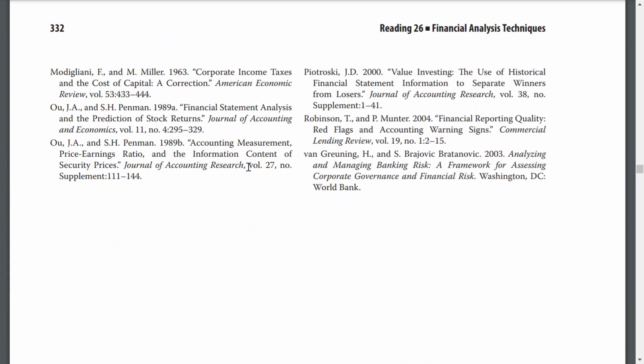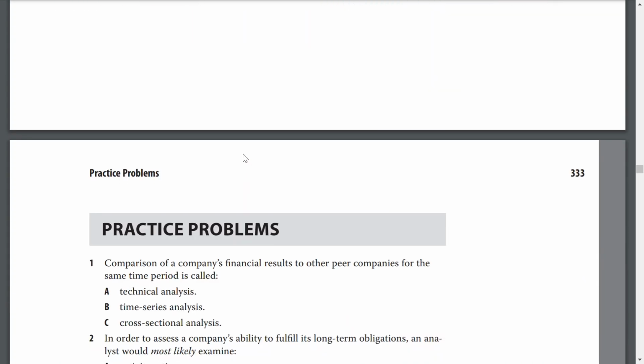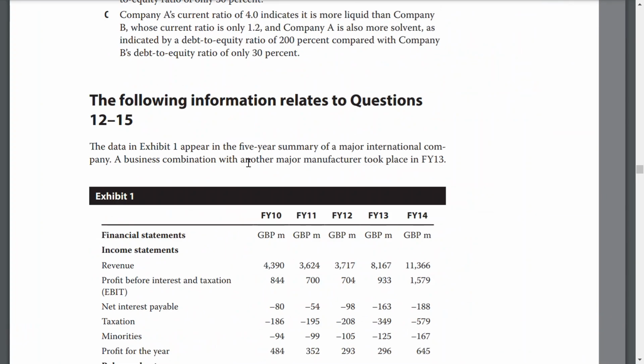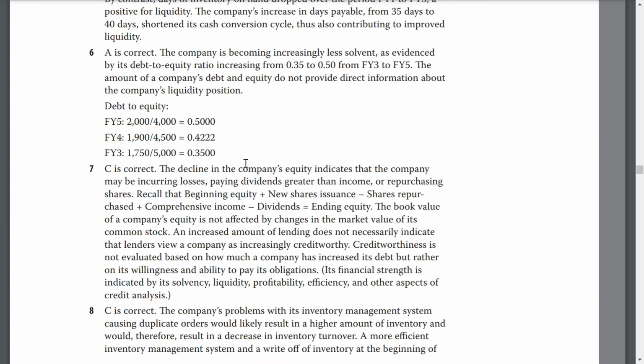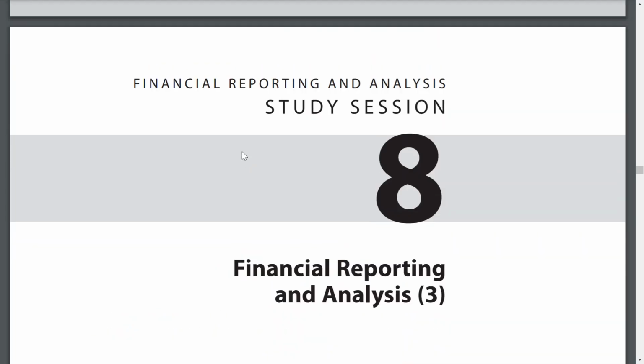Okay, so that is reading 26. Whew, I've been sitting here for 1.5 hours, just literally reading 26. I'm so glad it's done. Studying CFA level 1 is kind of intense, and we have finished financial reporting and analysis section 2.